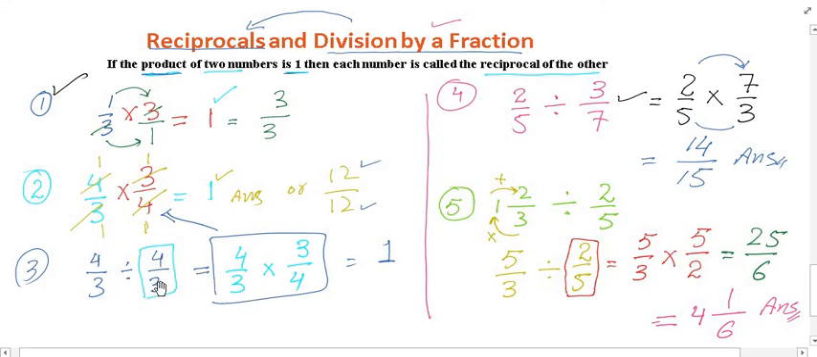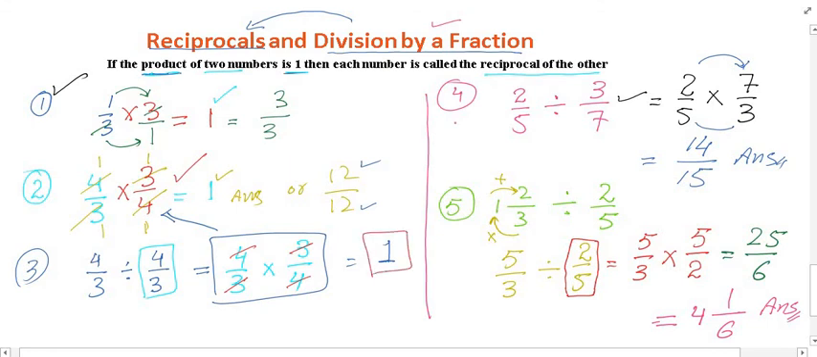and the reciprocal of 4 out of 3 is 3 out of 4. So take the reciprocal of the second number, which is 3 out of 4. If you look here, 3 cancels by 3, and 4 cancels by 4, as we did in this part. So we have the answer 1.